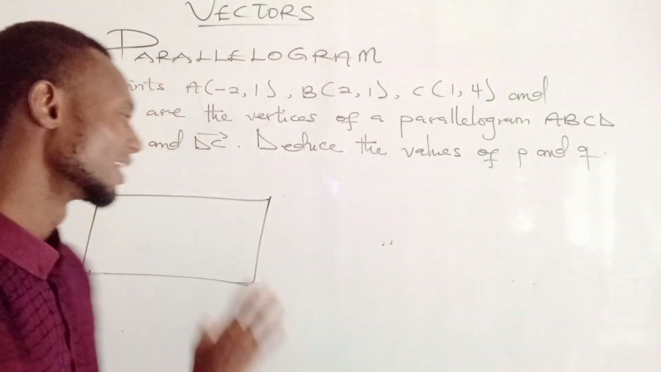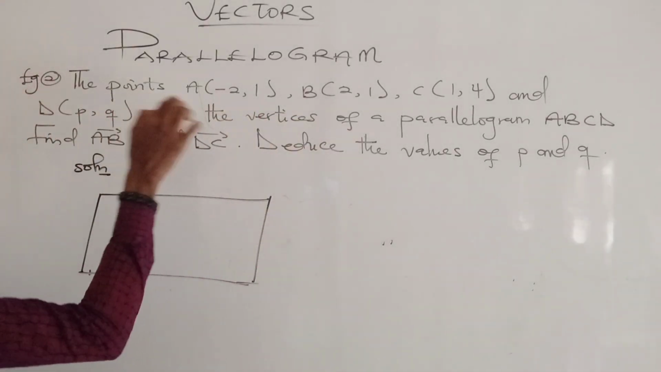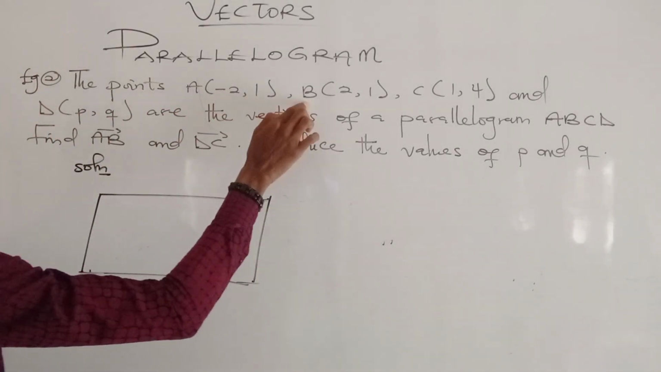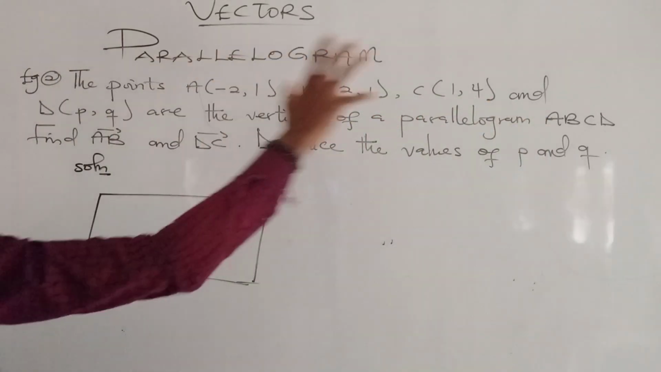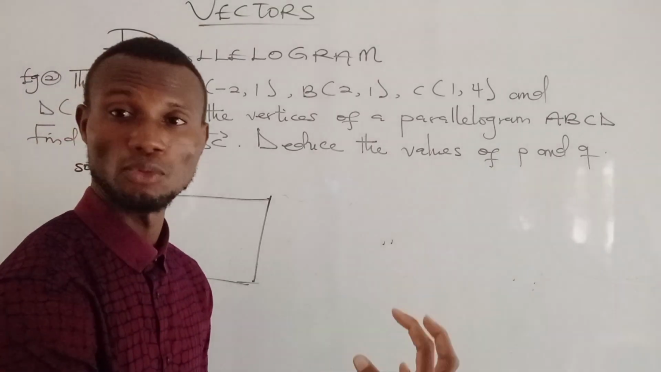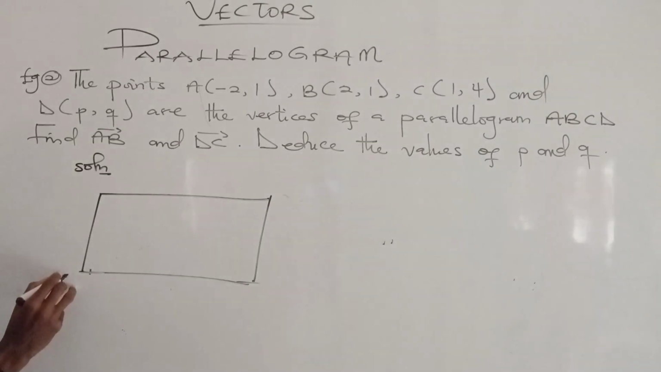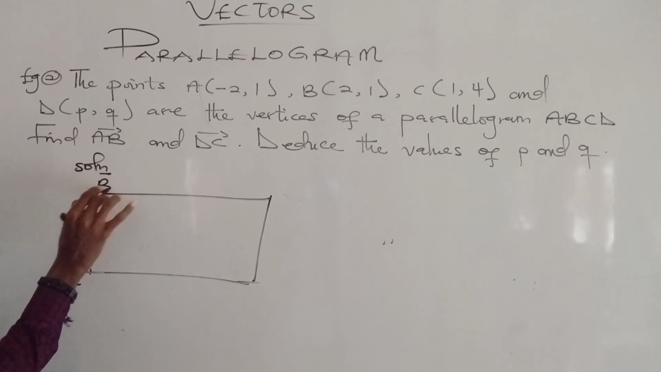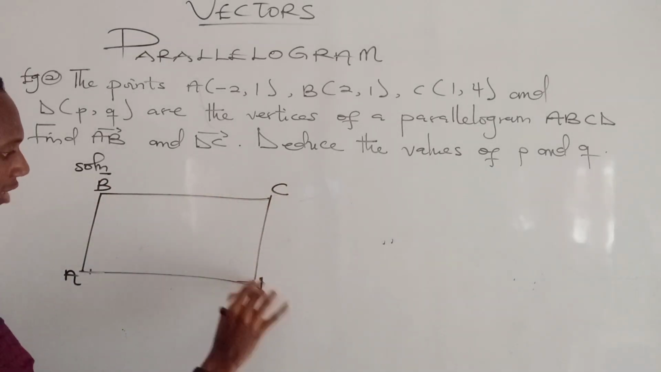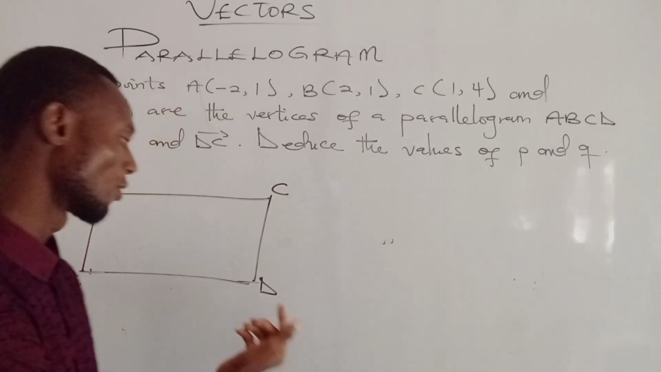So let's label the vertices of the parallelogram that I have on the board using the points given. It says that the points A(-2, 1), B(2, 1), C(1, 4), and D(P, Q). So these are the points that you are going to use to label the vertices of the parallelogram. When I start from here as A, I will choose to move in the clockwise direction. So here will be my B, here will be C, and here will be D. I hope you understand. Someone can choose to start from this point.